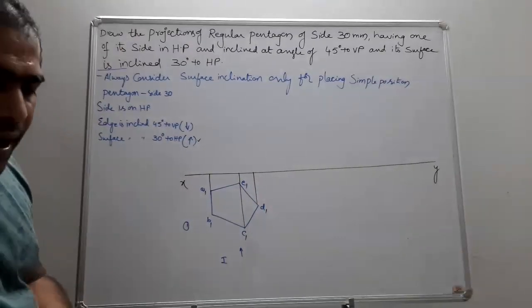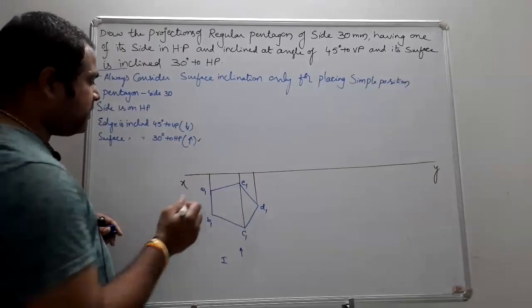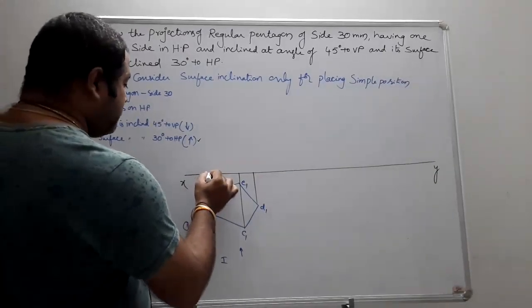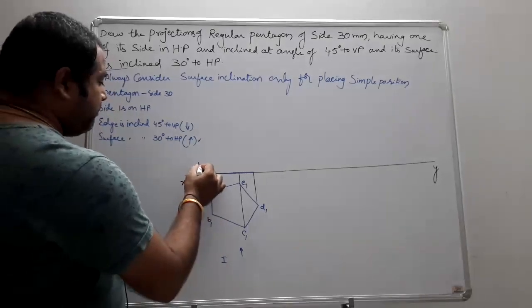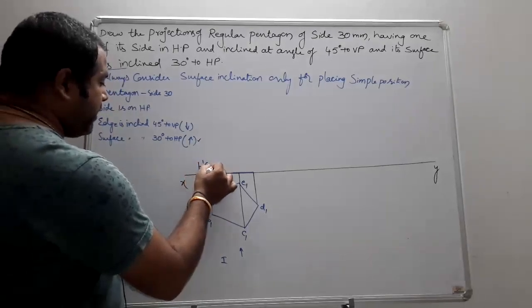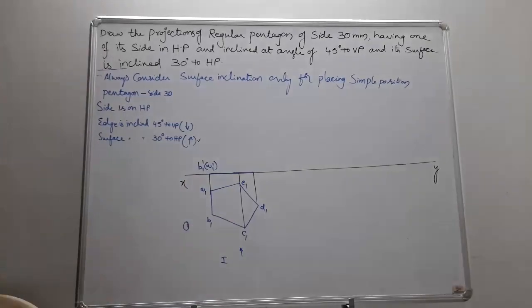Up to XY and mark the visible and invisible points. Here it is. So this was the line which we joined. So that is B1 dash or A1 dash. Why? Because B1 point is visible, A1 point is invisible.